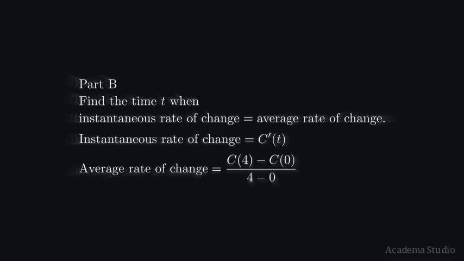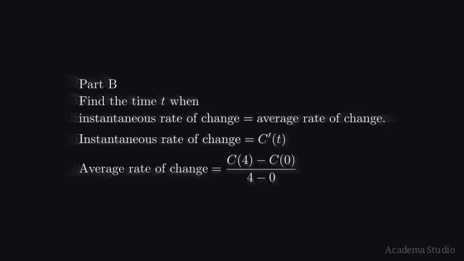This framed result is the final answer for the question. Part B asks for the time t when the instantaneous rate of change of C equals the average rate of change of C over 0 less than or equal to t less than or equal to 4. The instantaneous rate is C prime of t.